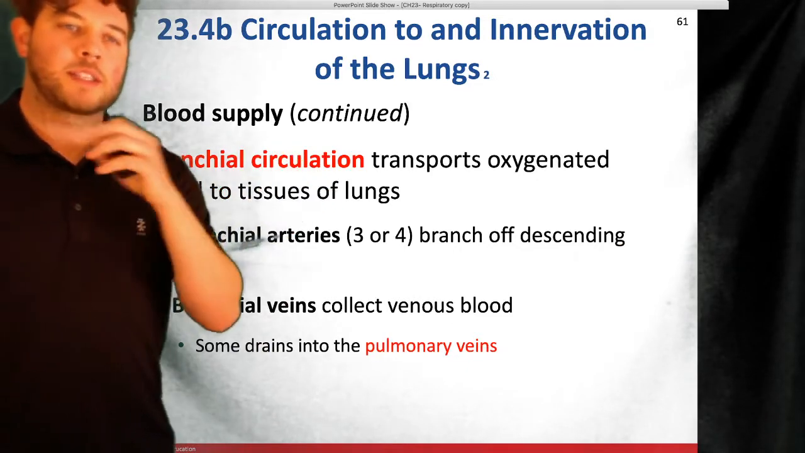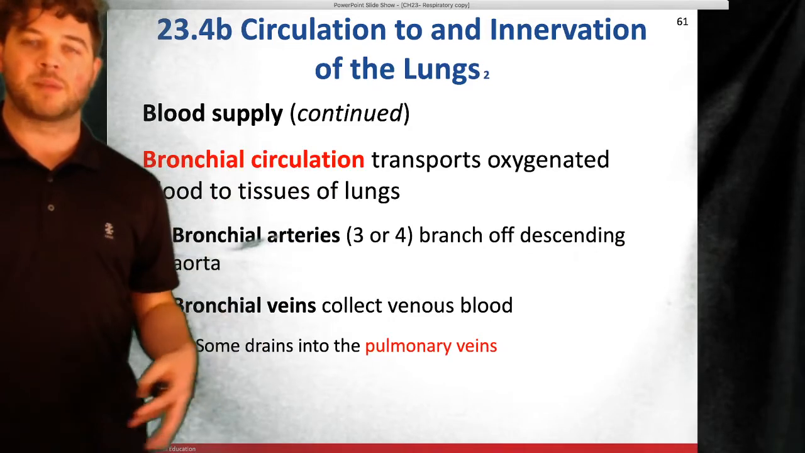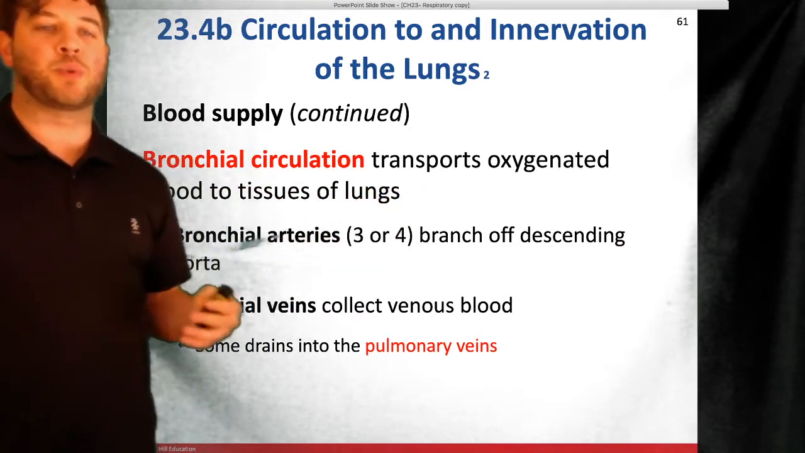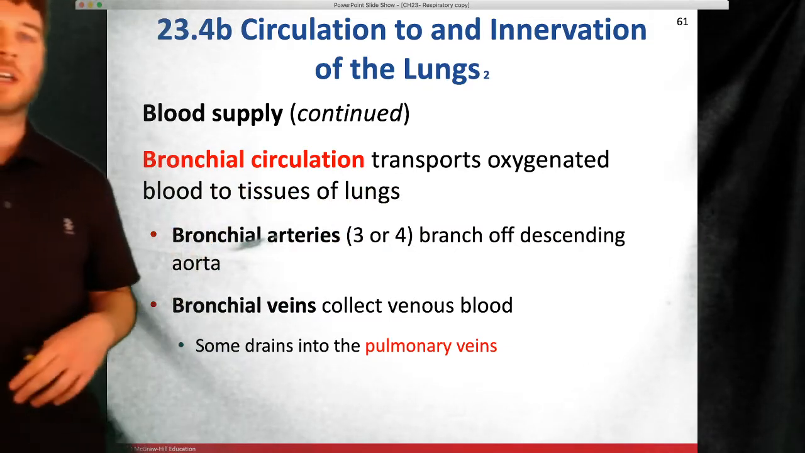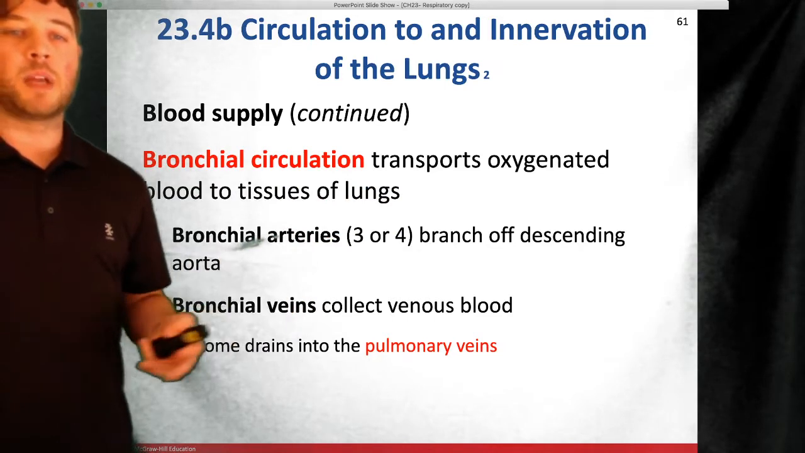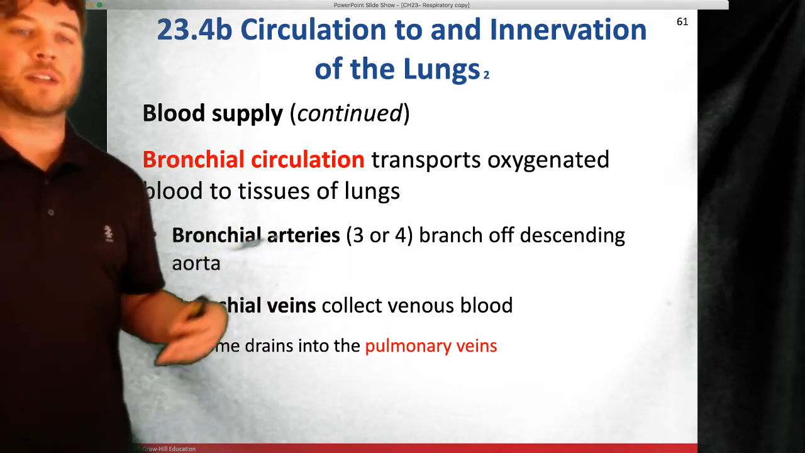Bronchial circulation is similar to the coronary circulation. The lungs need their own fresh blood supply as well, just like the heart needs its own fresh blood supply. So bronchial circulation is transporting oxygenated blood to the tissues of the lungs. You have bronchial arteries, moving away from the heart, branching off of the descending aorta, and bronchial veins collecting venous blood.